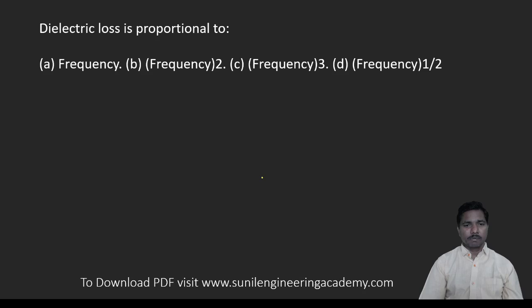Dielectric loss is proportional to, as we have discussed many times, dielectric loss is equal to V squared omega C tan delta. So that means it is proportional to frequency. V squared omega C tan delta, so that is proportional to frequency.